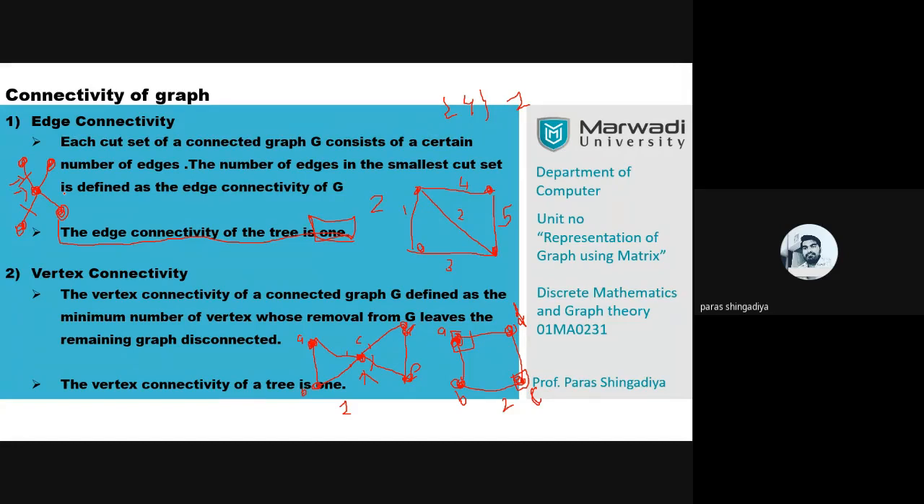And vertex connectivity means you have to check the number of vertices, and which is the smallest possible set of vertices which makes the graph disconnected. So this is known as the vertex connectivity of the graph. Is there any doubt in both definitions?